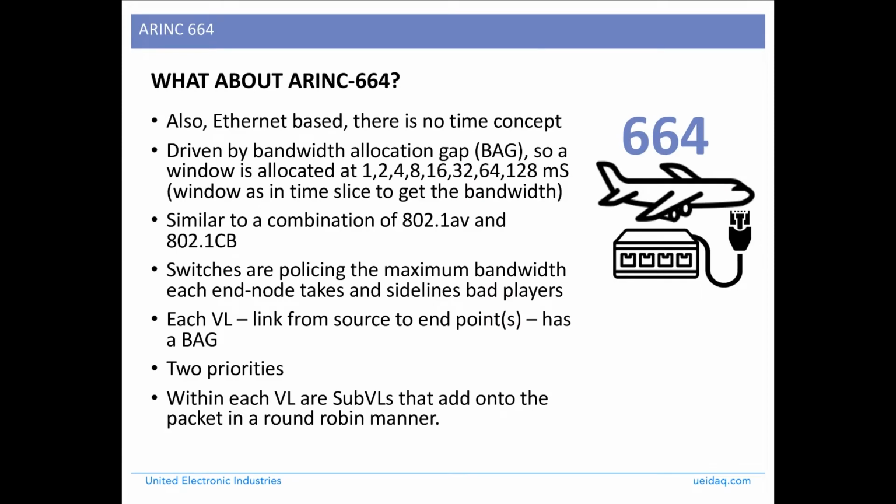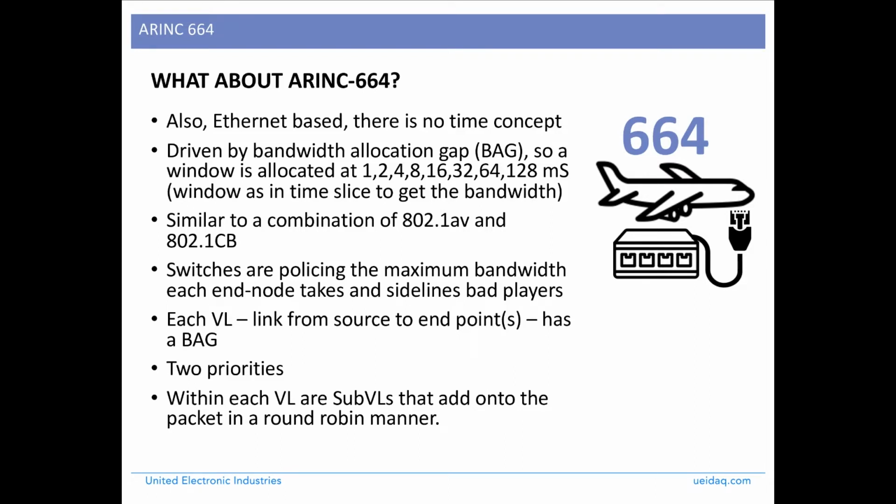So what about ARINC 664? How does it work? ARINC 664 is also Ethernet based, that's true, but there is no concept of time. Instead, they use the concept of bandwidth allocation gap, or BAG, to achieve determinism. The BAG is a transmission slot of configured duration, during which time the end system may send traffic for a specific virtual link. Each slot or window is allocated at 1, 2, 4, 8, 16, 32, 64, even 128 milliseconds.